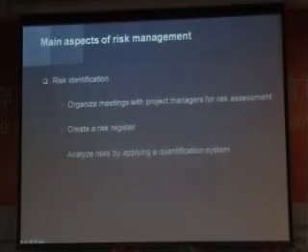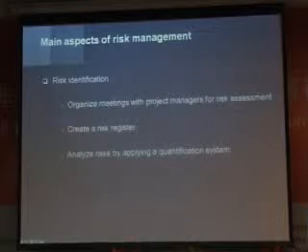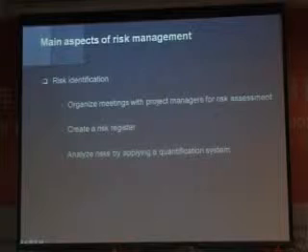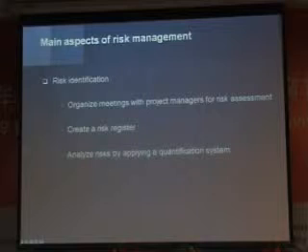So the risk identification is a long process, something between 6 months and 1 year. It depends on the size of the event. And we have to organize meetings with all the project managers for risk assessment. For example, in Beijing, for the 2008 Olympics, we organized 64 meetings with 2 or 3 people, each of them in charge of one particular project, one particular functional area.